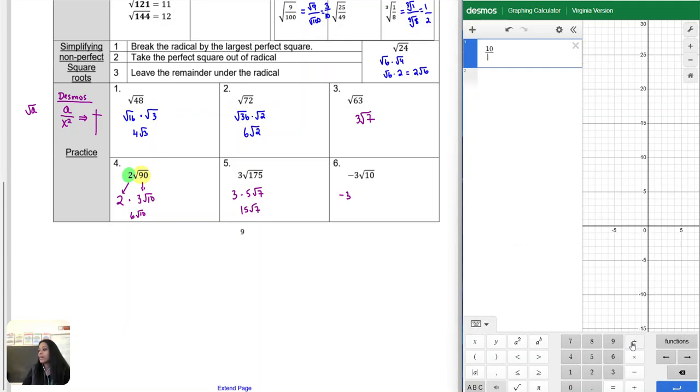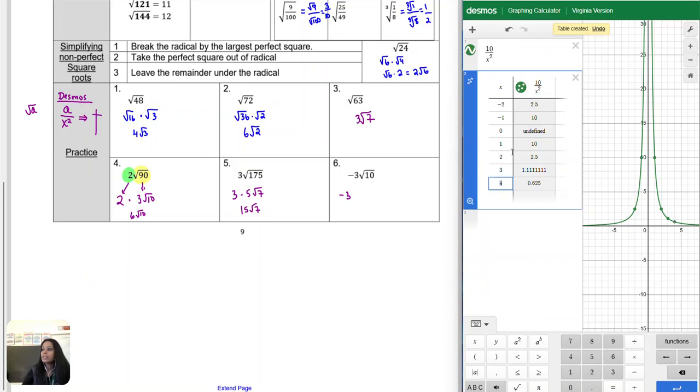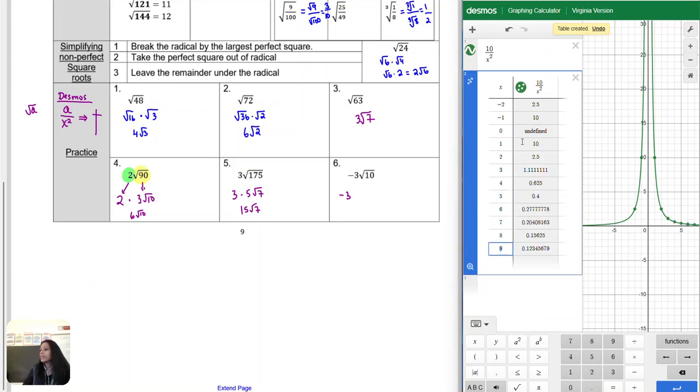10 divided by x squared. Turn it into a fraction. Enter, enter, enter. And then you're going to say, look at this one. This one has a 1. So if you were to keep with the process, this is 1 square root of 10.